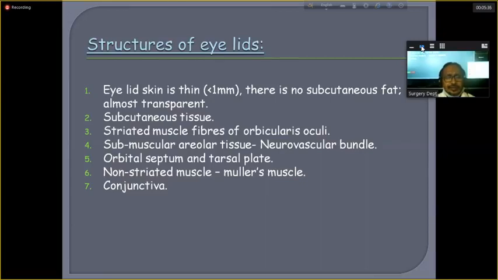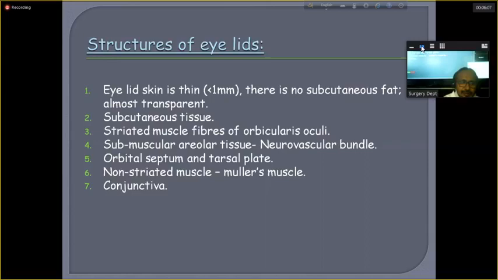Eyelid skin is thin, less than 1 millimeter. This is a specialized skin. There is no subcutaneous fat. Almost transparent. Other skin is not so transparent. So it is a very thin skin, less than 1 millimeter in thickness, and there is no subcutaneous fat. Almost transparent.